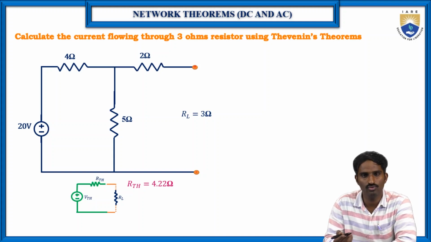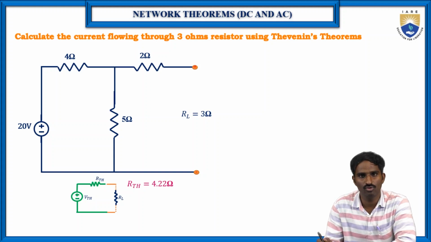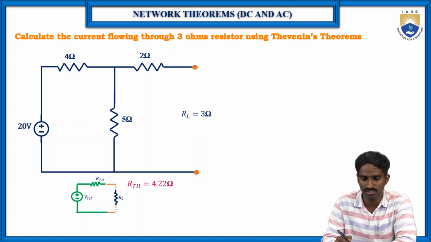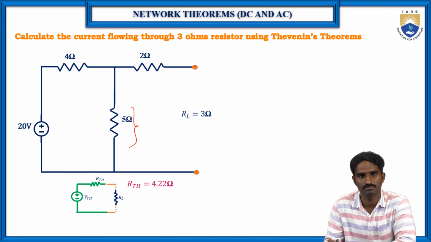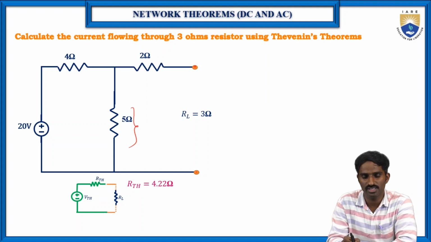How can we find the voltage across these two terminals? Of course, we have only one loop, so we can apply simple Ohm's law. The voltage across these two terminals is nothing but the voltage across the 5 ohms resistor, because this 2 ohms is connected to the open circuit, so the current flowing through it, I, is equal to 0, which means V is also 0. That's why the voltage across these two terminals is the voltage across the 5 ohms resistor.